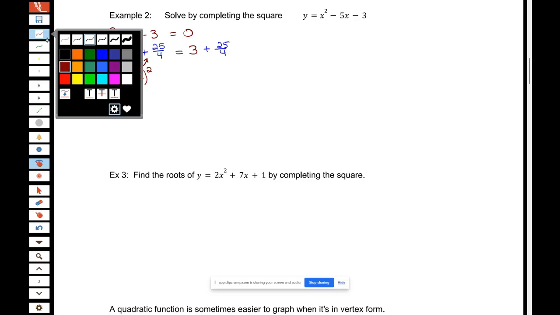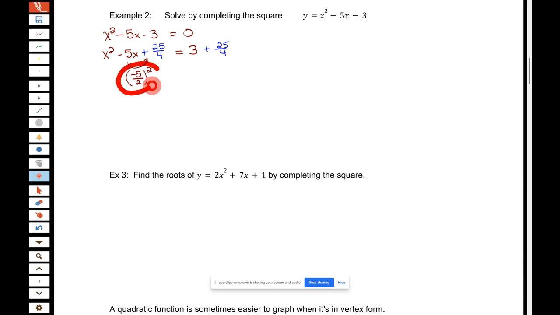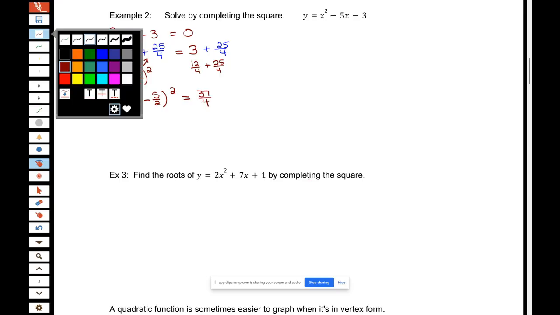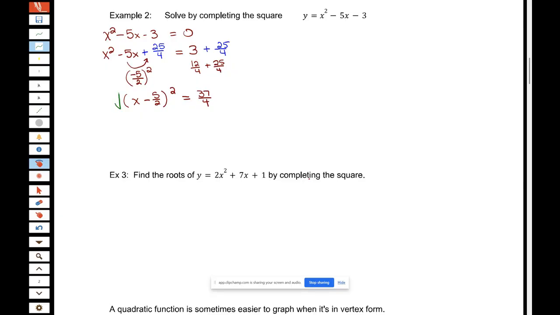Again, the beauty of this is the number that we're getting ready to need is right there in the parentheses. X minus 5 halves squared equals, well, 3 I'm going to write as 12 over 4, so I can add it to 25 over 4 and get 37 over 4. Now I am going to square root both sides now that I have the squared term isolated.